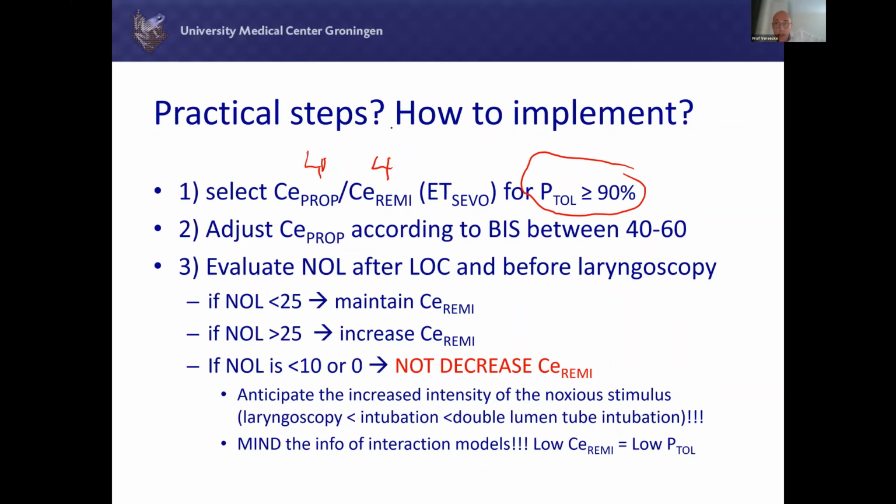If my NOL is very low, I could consider decreasing my remifentanil, but I do not do that, because you still have to consider that in a couple of minutes, there will be an increase in intensity of noxious stimulus, and you should be prepared for the noxious stimulus intensity of the coming intubation. So what I will do is a laryngoscopy and intubate, or for thoracic surgery, even put in a double lumen tube, which has a massive stimulating activity. So I will not reduce my remifentanil because I want to maintain my probability of tolerance of laryngoscopy.